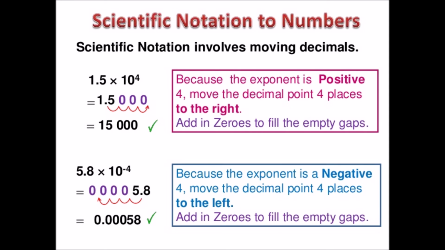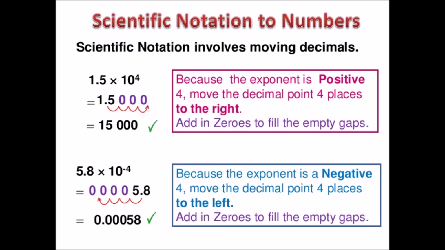Okay, so for our example, we have 1.5 times 10 raised to 4. So first thing nga atong buhaton is to check the exponent. Now, our exponent for our first example is positive. So positive 4. Now we are going to move the decimal point 4 places to the right since the exponent is positive. And then after moving the decimal point, we are going to add in zeros to fill the empty gaps. So from 1.5 times 10 raised to 4, our standard form now is 15,000.